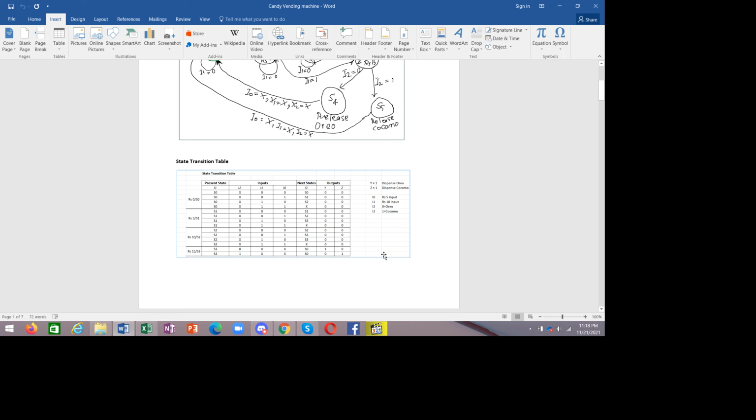I've made one more assumption: when both I2 and I0 are 1, I've also taken don't care, because I'm assuming that the user will not give a 10 rupee note and a 5 rupee coin simultaneously. They will give them after some break, so that's why.